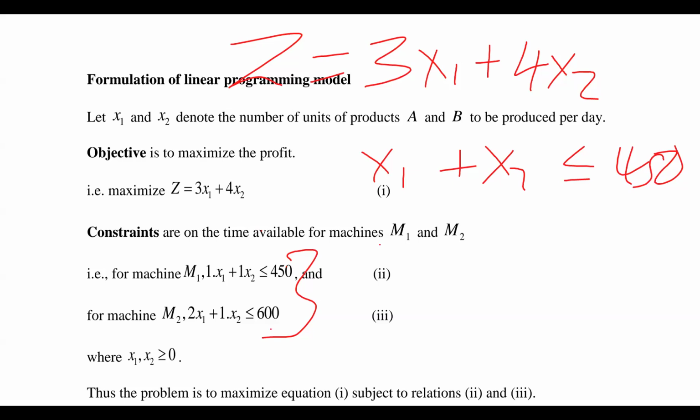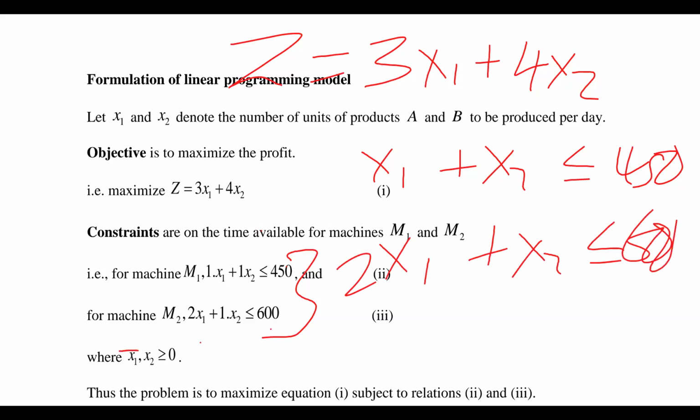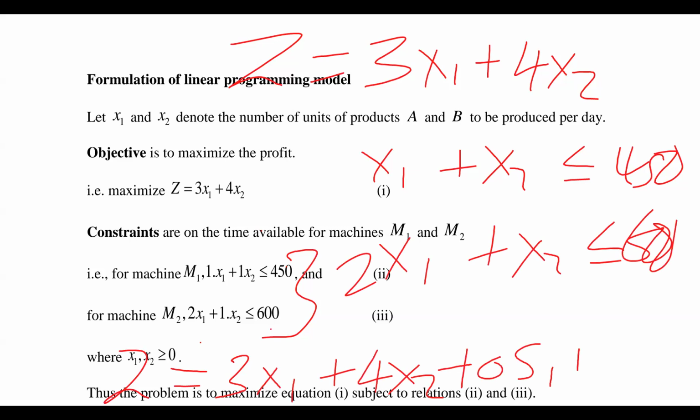plus x2 less or equal to 600. So you can add other variables as you are standardizing this function. So the standard form of this is 3x1 plus 4x2 plus 0s1, slack variable number 1 for the first constraint, plus 0s2, the slack variable 2 for the second constraint. This is the standard form. So that's the first step, writing in standard form.